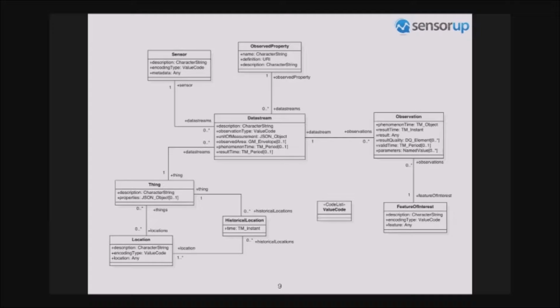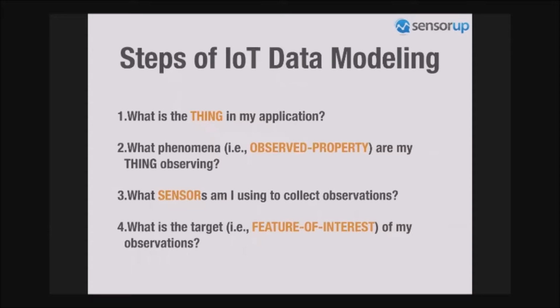And it's very, very extensible, so that's great. And of course, when some of the things move, they have historical locations. So I just went over the data model and described each one of them. So let's use some use cases.